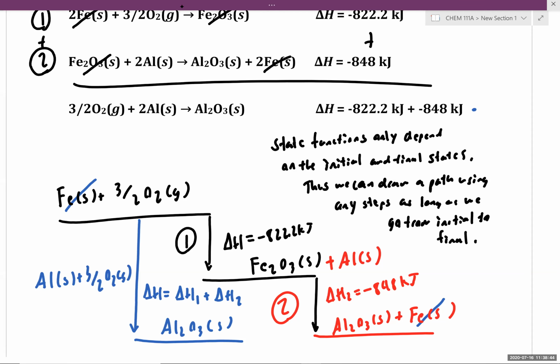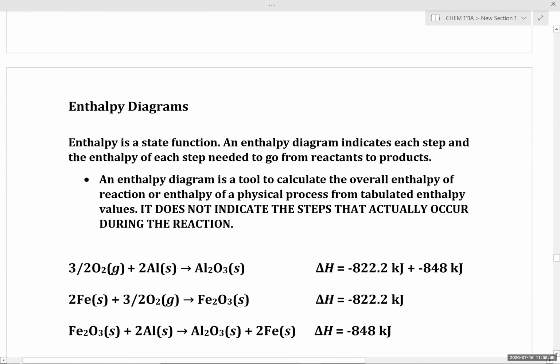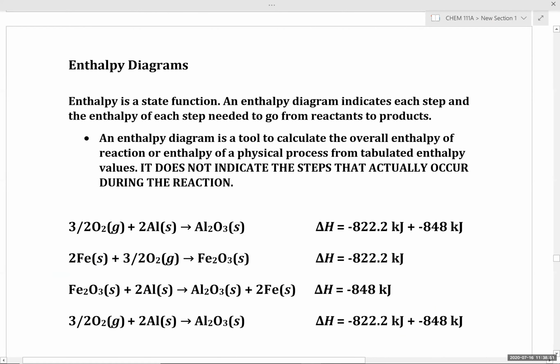So let's talk a little bit about how we can apply Hess's law. We can model reactions in terms of any number of individual steps. We often visualize Hess's law using what are known as enthalpy diagrams. So again, enthalpy is a state function. An enthalpy diagram indicates each step and the enthalpy of each step needed to go from reactants to products.